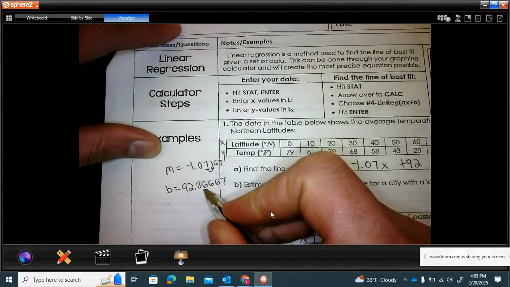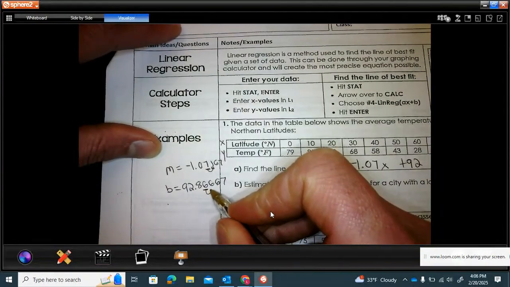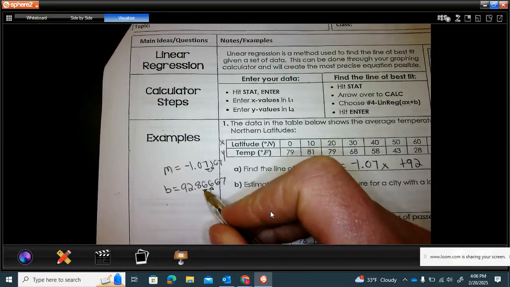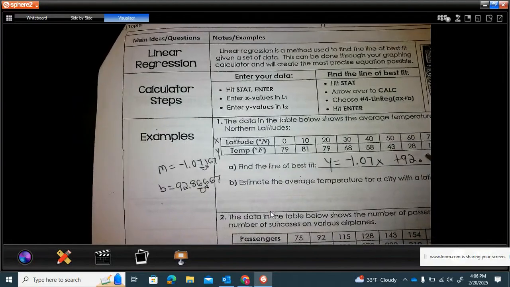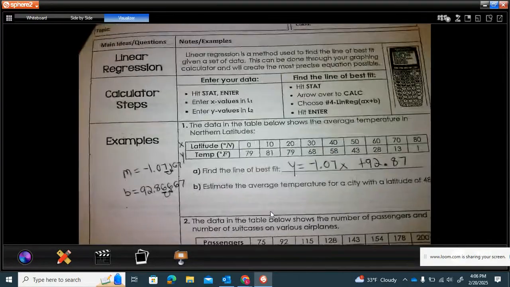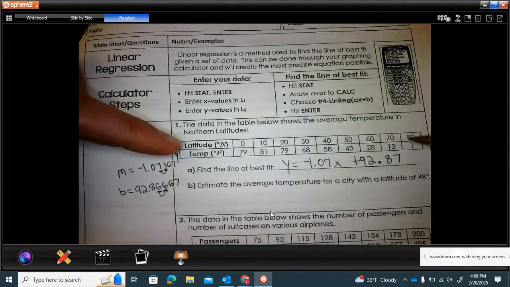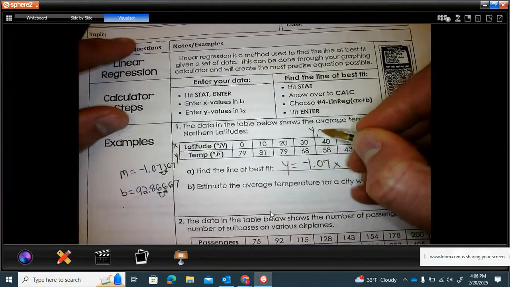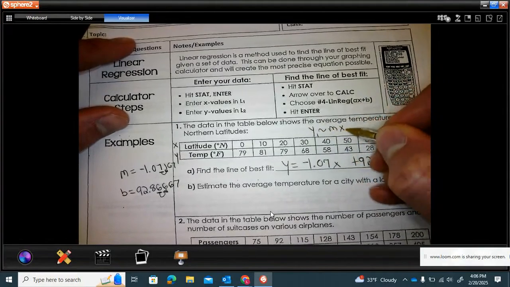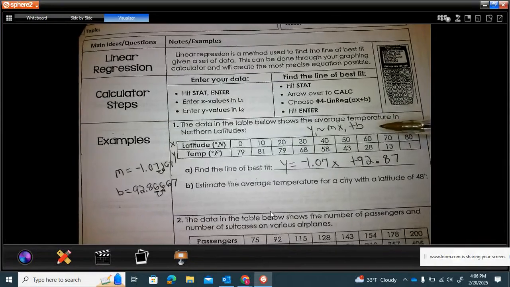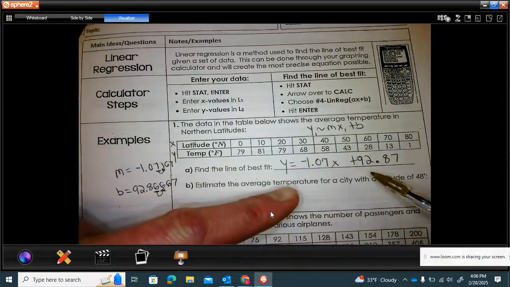But again, I have to round this one. This one's going to look a little different. Because next to the hundredth place is a 6, it's going to round up to 92.87. And that's my line of best fit. So I typed in the chart, y1 squiggly mx1 plus b. It told me what my m is. It told me what my b is. I plugged that in.